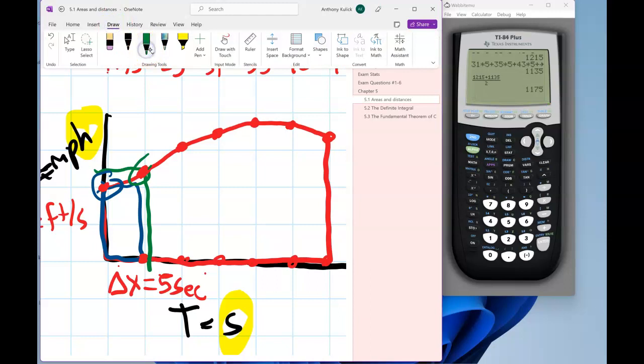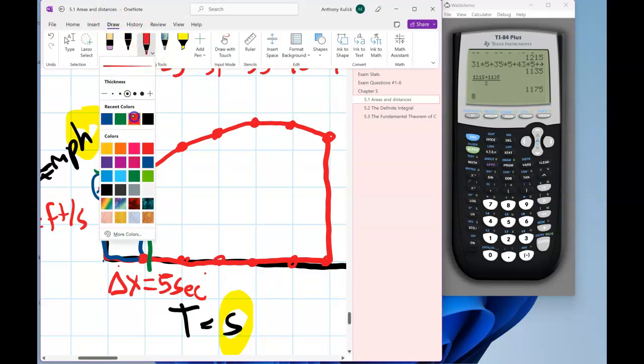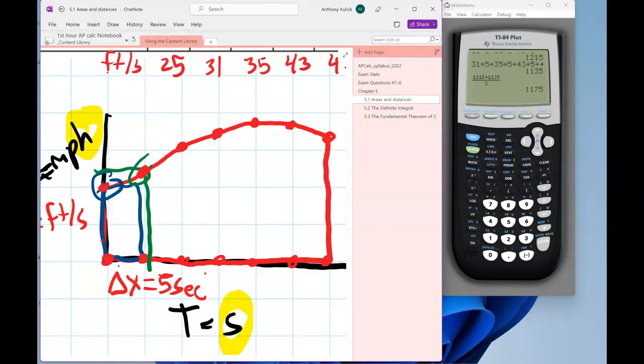Sure. So if I'm looking at this interval here, from 0 to 5, if I'm using the left hand, I'm using the left hand endpoint. So I'm using f of 0, which is 25. If I'm using the right hand rule, I'm using the right endpoint, which is f of 5, which was 31. Okay. Yeah, that makes more sense.